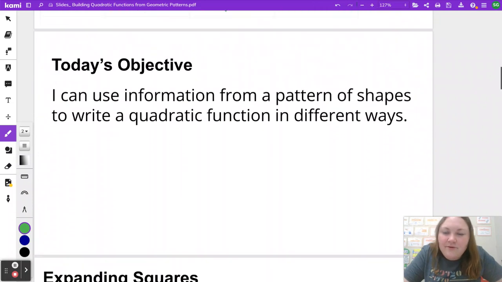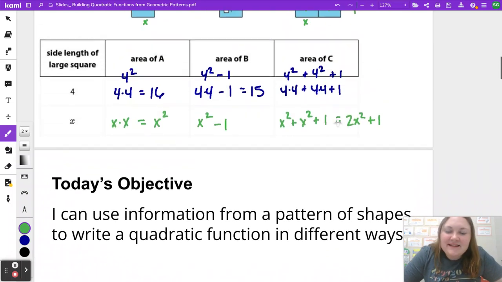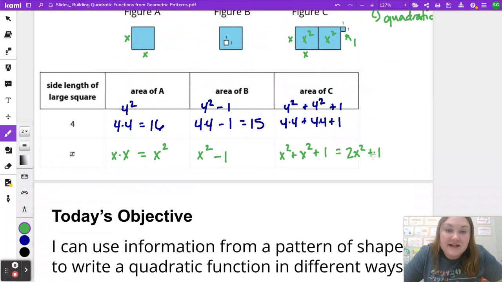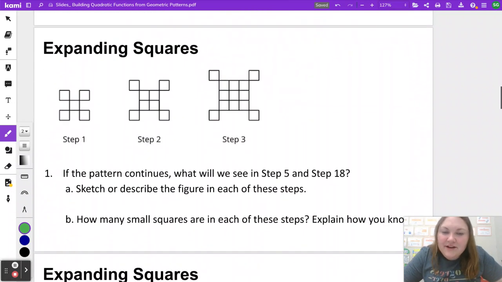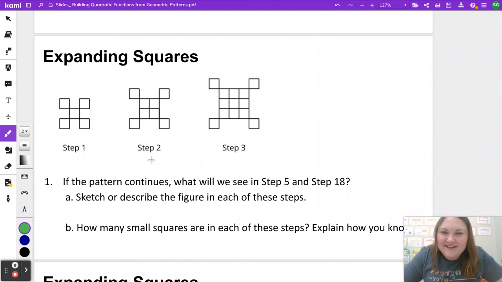The goal for this lesson is to be able to use information from a pattern of shapes to write a quadratic function in different ways. And by different ways, notice that even for some of these, there were a couple ways we could write it. You could write 4 times 4, you could write 4 squared, you could write X squared plus X squared plus 1, or 2X squared plus 1. So for a lot of these, there's not only one correct way to write something to express the pattern. We are going to start with this pattern right here of expanding squares.